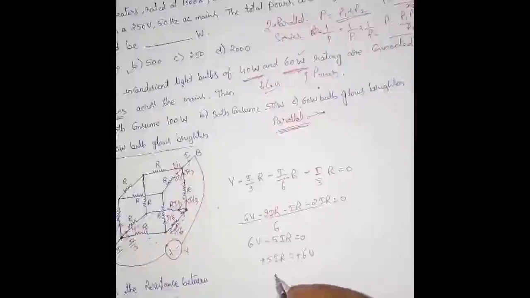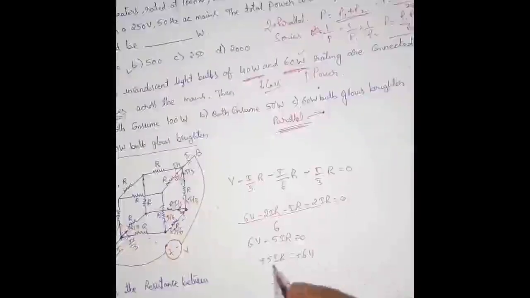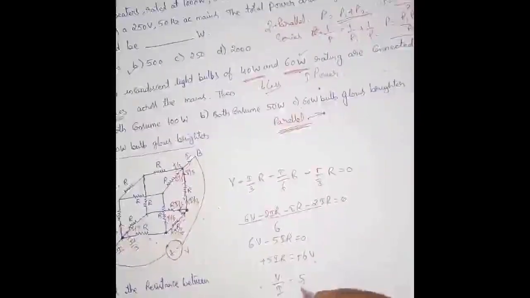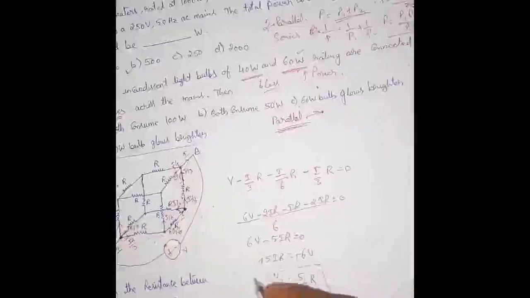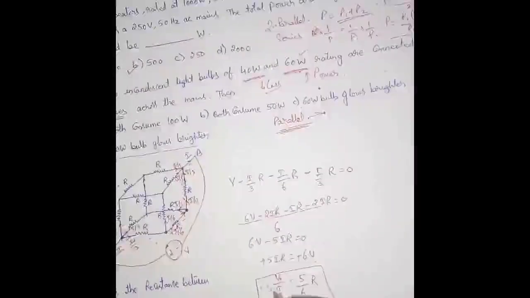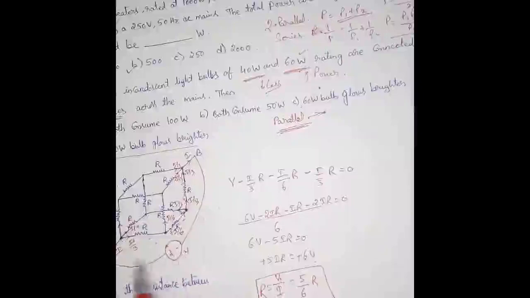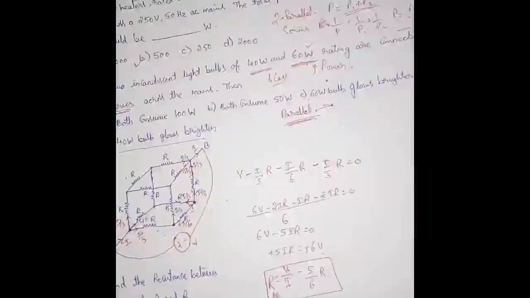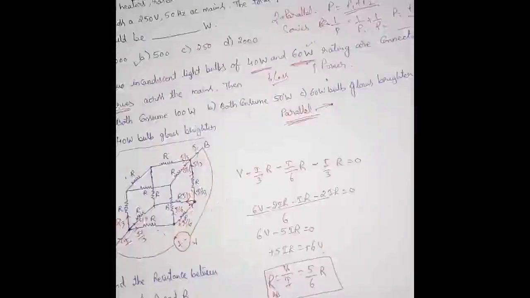Then V by I is equal to 5 by 6 into R, taking the 6 to the other side. And we know that V by I is nothing but the resistance. If I divide V by I, I get the resistance between A and B. So therefore I can write Rab is equal to 5 by 6 times R. If you know the value of R, you just substitute and you get it. So this is the expression. Okay, thank you.